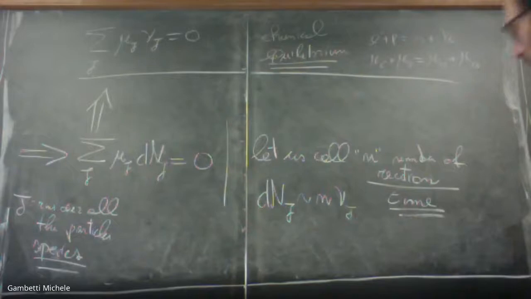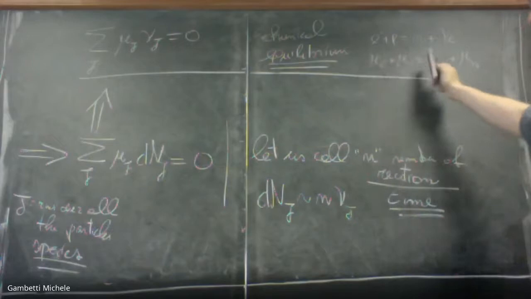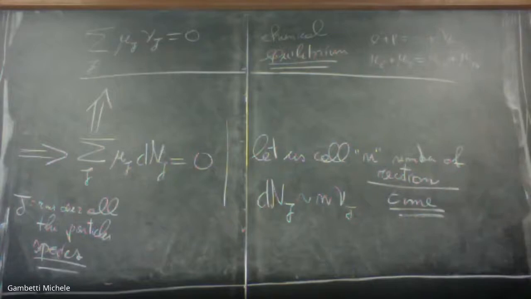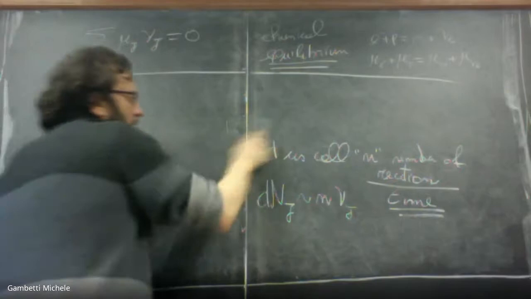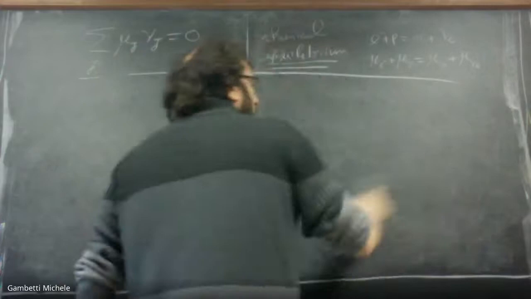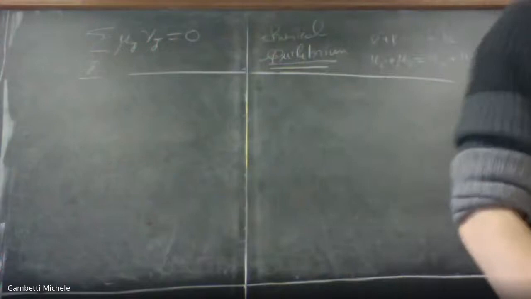Of course, in here the stoichiometric coefficients are one and minus one, so therefore I can write this equation in terms of the chemical potentials, mu plus mu is equal to mu plus mu. But now, since we have found an expression for mu j, we can write this chemical equilibrium condition in a way that involves the temperature, the pressure, and these chemical constants that we were talking about before.